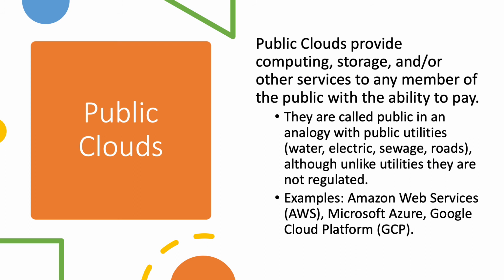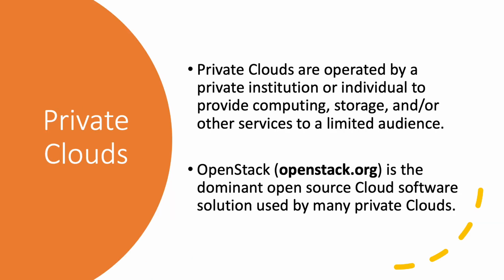So these are called public clouds. They provide computing, storage, other services to any member of the public with the ability to pay. They're often compared to public utilities, things like water, electric, sewage, roads. Although unlike utilities, they're not regulated, they're not provided primarily by the government. But the biggest names in this, and the ones that we're going to look at in the course, are AWS, Azure, and Google's cloud platform. There are things called private clouds.